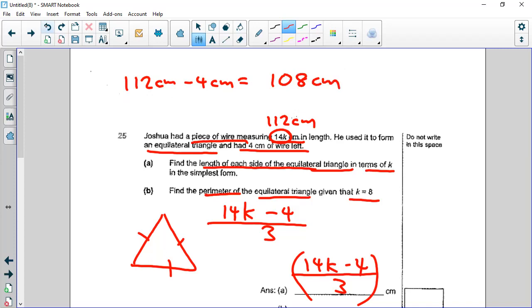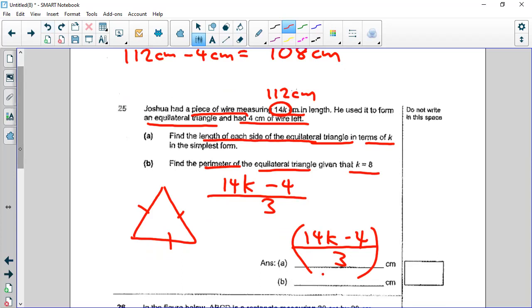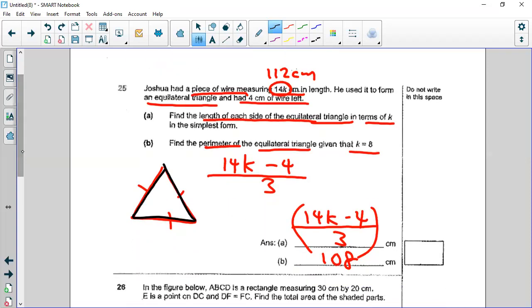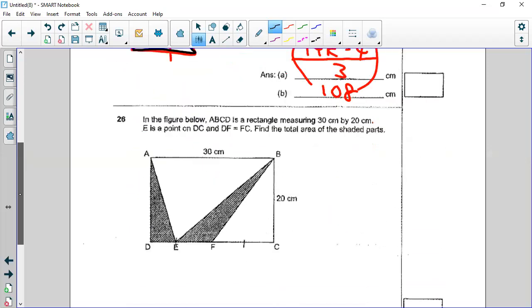So the perimeter of the triangle is also the length of the wire used to make the triangle. Perimeter of the triangle means the length of the wire that you use to make the triangle. It's the same meaning. Okay, clear so far? So when you're asked to find the perimeter of the triangle, you are also finding the length of the wire used to make the triangle, which is 108 cm. Okay, let's go to question 26.